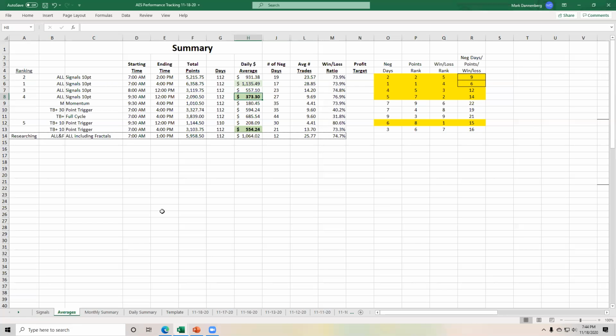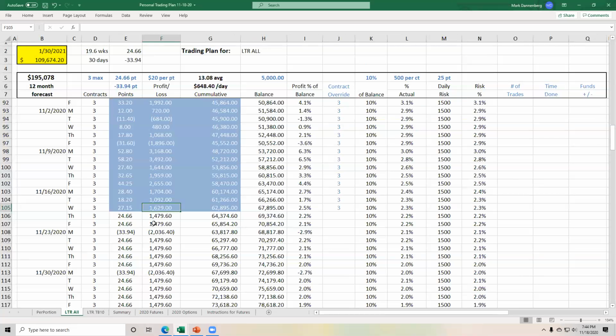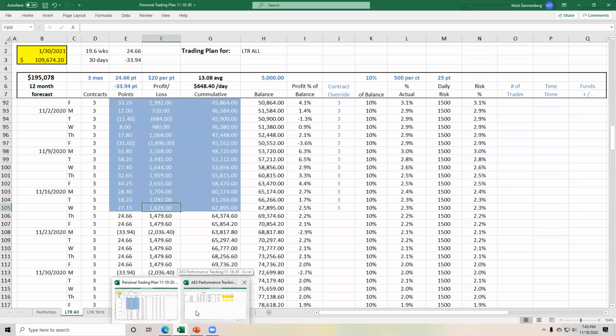What am I looking at? I'm sorry, Aaron. Personal trading plan. Yes, okay. So the personal trading plan, that's inclusive of commissions. So you can see that it's averaging a little over 13 points a day after commissions. And on NQ, each point is $20. So it's about $261.60 a day. That's the net amount.